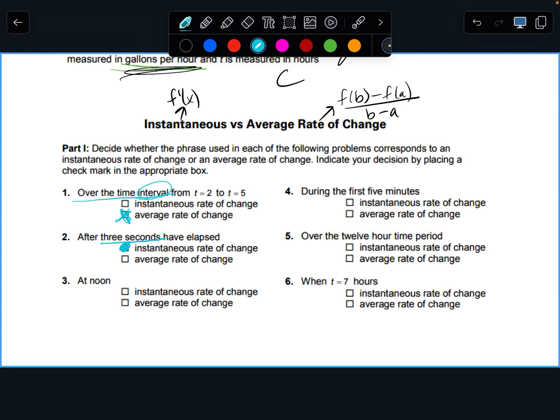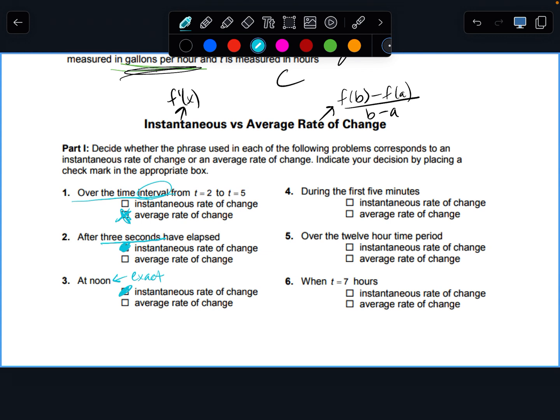They didn't say, during the first 3 seconds, from 0 seconds to 3 seconds, what's happening. You know, they're not referencing an interval. 3, this is like exact noon. So exact value, that's like my speedometer. Like at this value, this is my speed, instantaneous.